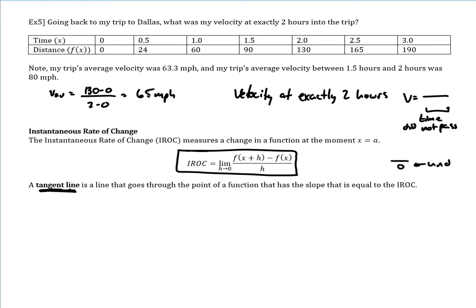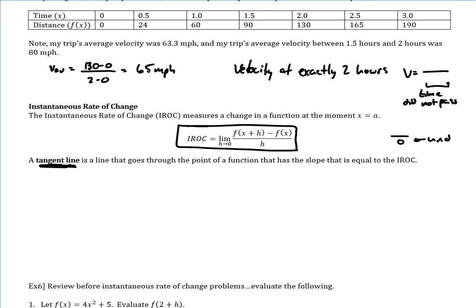We've got our tangent line. Let's read this first. A tangent line is a line that goes through the point of a function that has the slope that is equal to the instantaneous rate of change. So often we say that this has the slope of the tangent line, and the way that we write that is m with a little tan underneath.